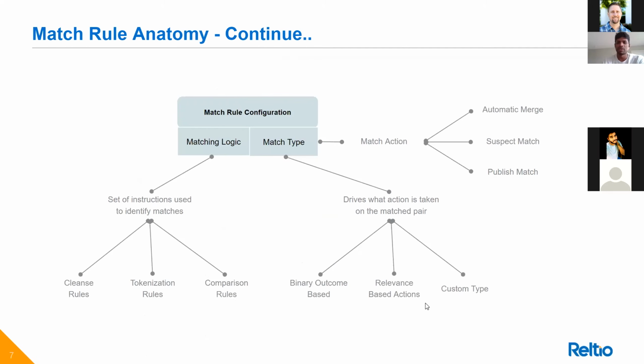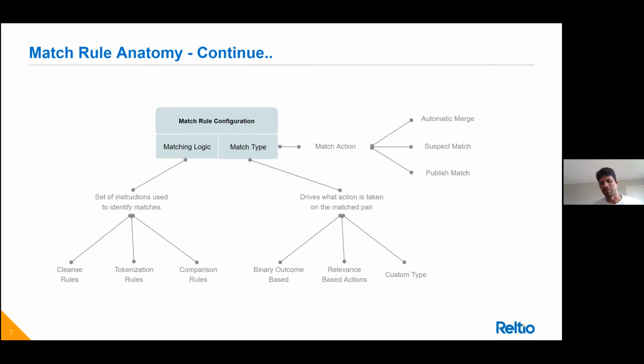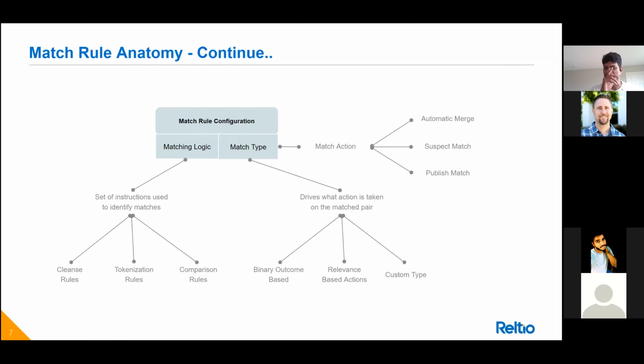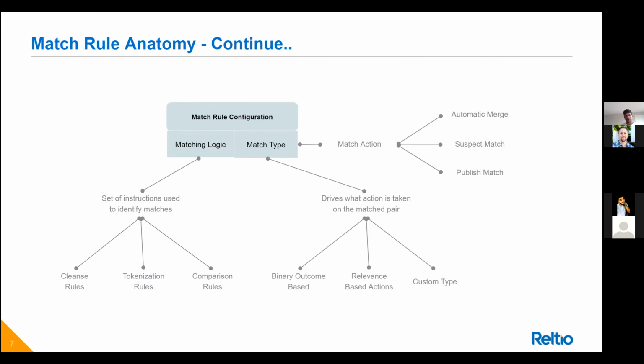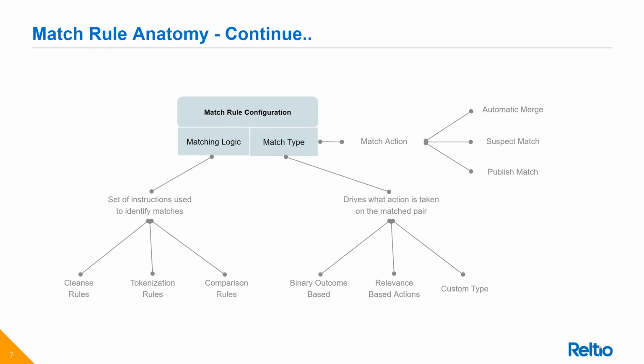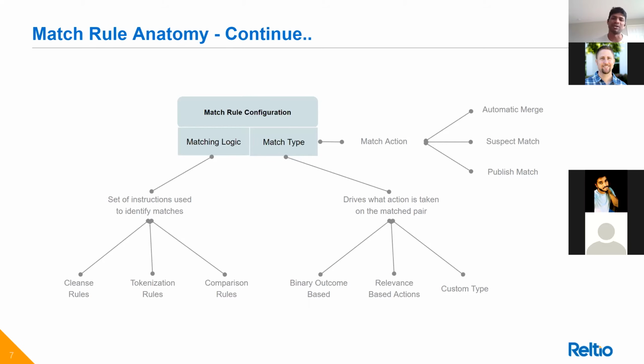All right. So just to summarize the match rule configuration, it is divided into two categories, really. The first is the matching logic, which I talked about: the cleanse rule, the tokenization rule, the comparison rule, and other parameters like OV value or not, and then the scope and other stuff. But there is a second part to this configuration, which is the match action, or what kind of match action.